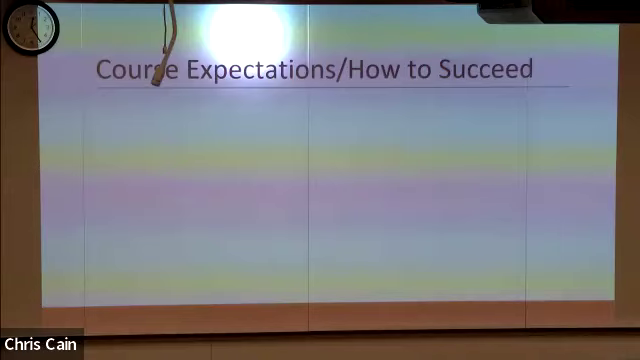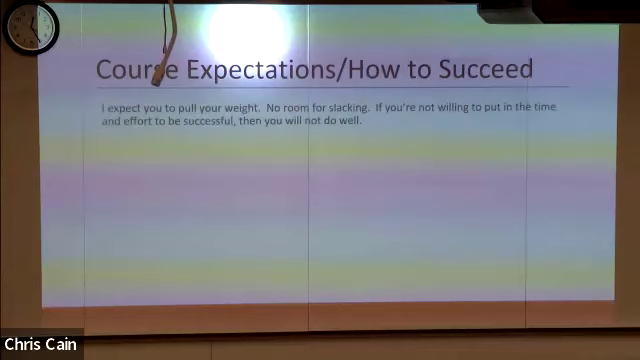Because this is very much like a software engineering style of course, there's not really a ton of room for hiding or not pulling your weight. So because of this, I really want people to take the learning part of this very seriously. This is going to be how you contribute to the project. That is next quarter's projects.